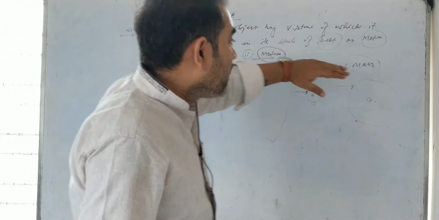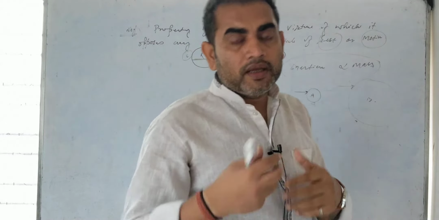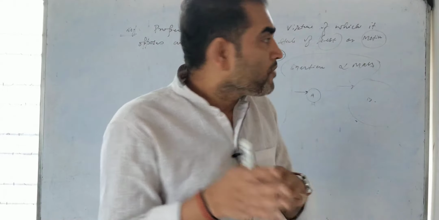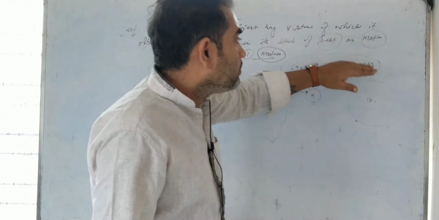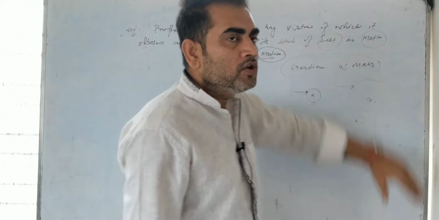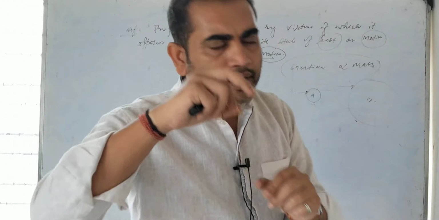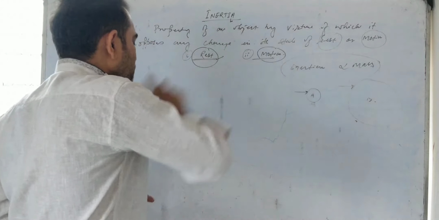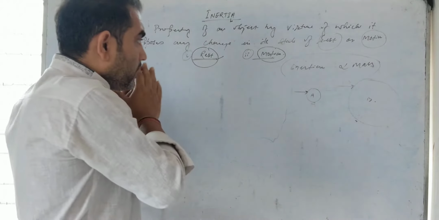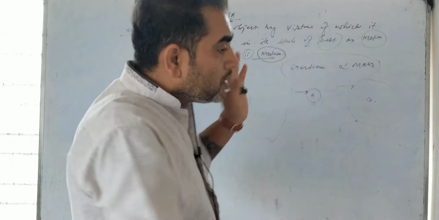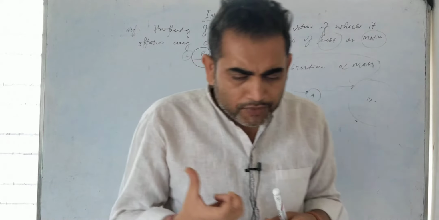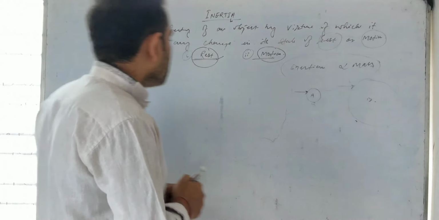So inertia and mass are directly related to each other. The more the mass of the object, the more will be the inertia of the object. So mass and inertia are directly dependent on each other. Now we have understood inertia of rest, inertia of motion, and the relation between inertia and mass of the object. Now, Newton's first law of motion.